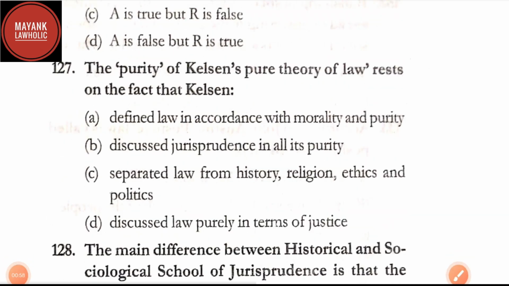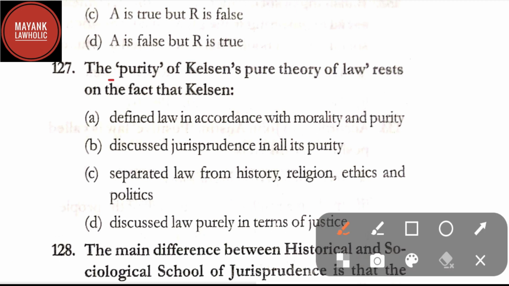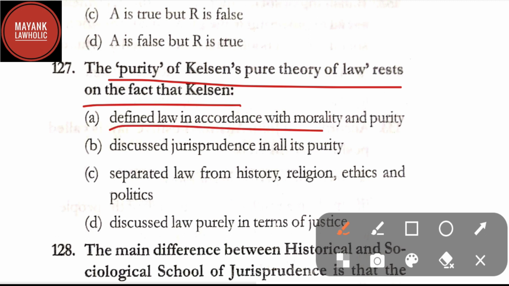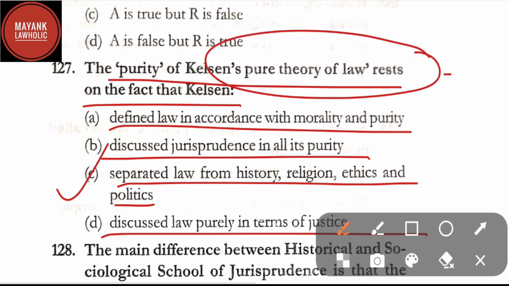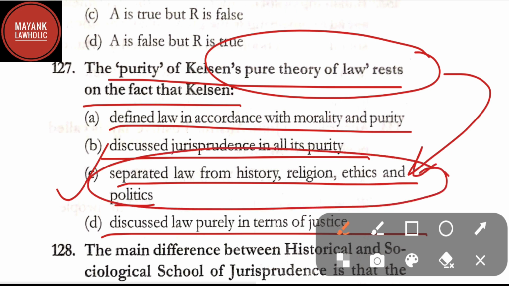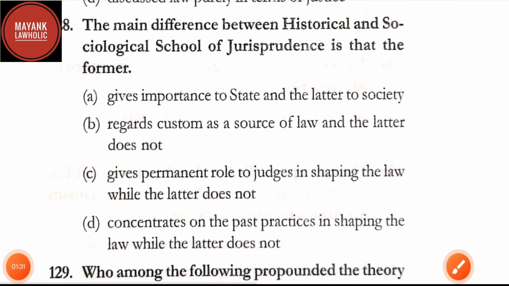Question number 127. The purity of Kelsen's pure theory of law rests on the facts that Kelsen, option A, defined law in accordance with morality and purity. Option B, discussed jurisprudence in all its purity. Option C, separated law from history, religion, ethics and politics. And option D, discussed law purely in terms of justice. Here in question number 127, the correct answer is option C. The purity of Kelsen's pure theory of law rests on the facts that Kelsen separated law from history, religion, ethics and politics.